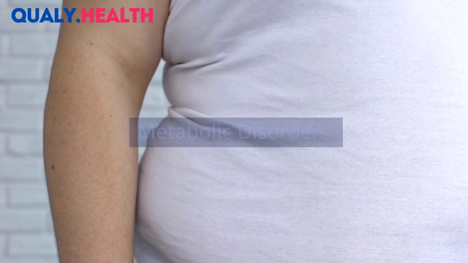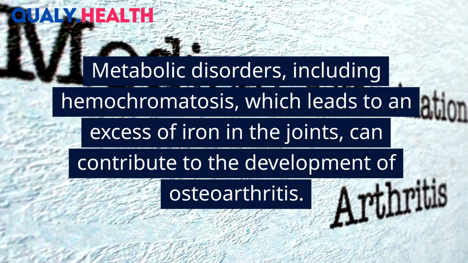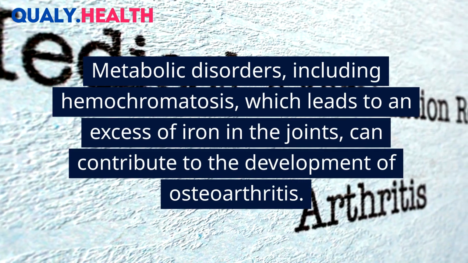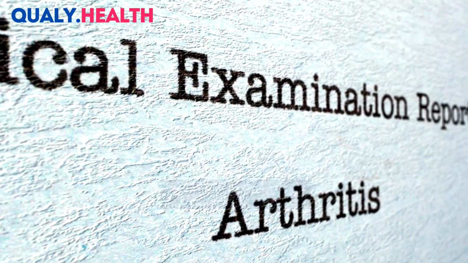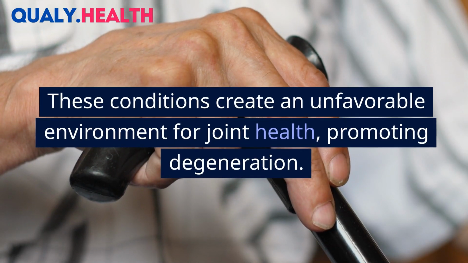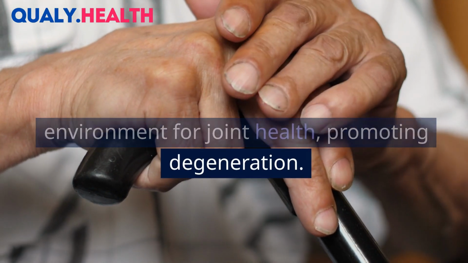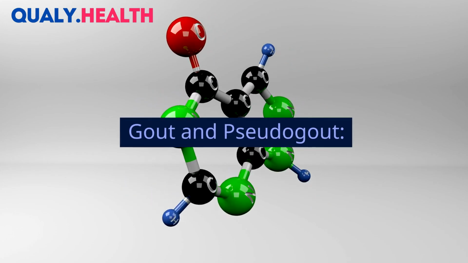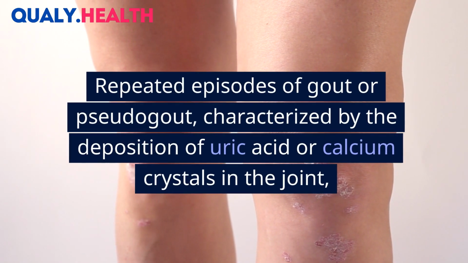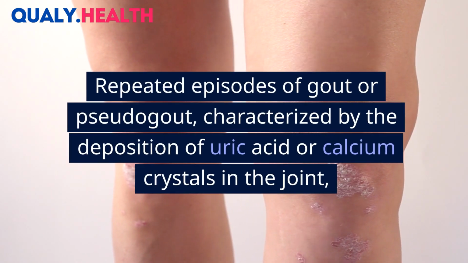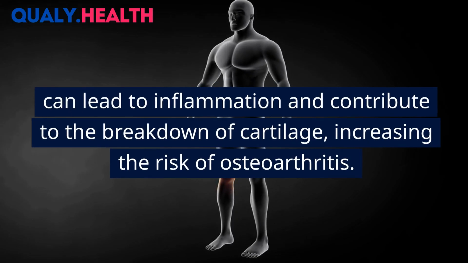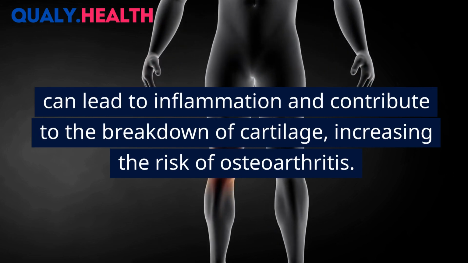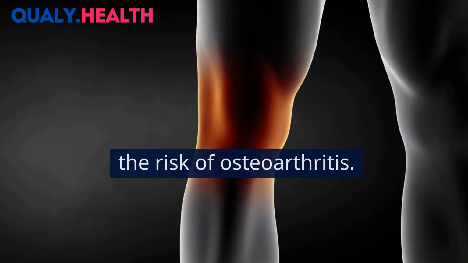Metabolic disorders. Metabolic disorders, including hemochromatosis, which leads to an excess of iron in the joints, can contribute to the development of osteoarthritis. These conditions create an unfavorable environment for joint health, promoting degeneration. Gout and pseudogout. Repeated episodes of gout or pseudogout, characterized by the deposition of uric acid or calcium crystals in the joint, can lead to inflammation and contribute to the breakdown of cartilage, increasing the risk of osteoarthritis.